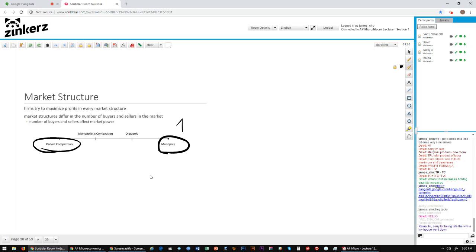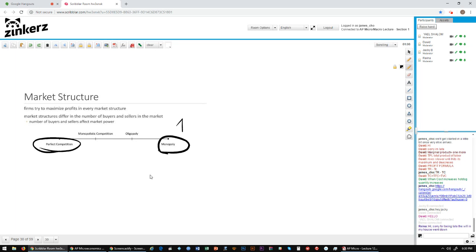So they're not extremely happy. They're just satisfied. They're okay with the situation. So don't feel bad for these companies in perfect competition. They are earning zero economic profit, but that's okay.